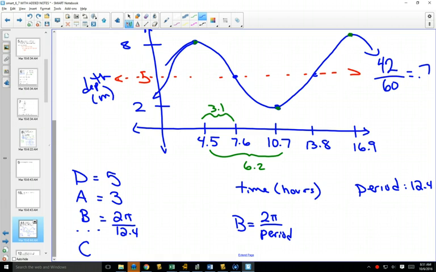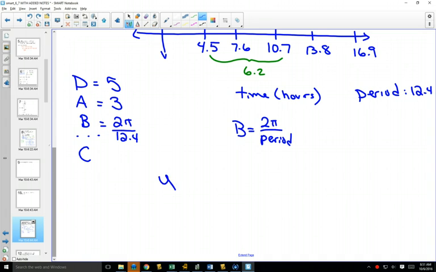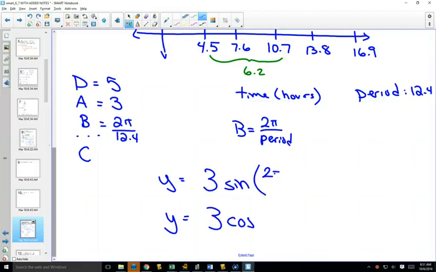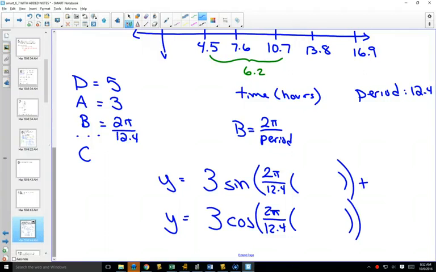So now that we've got the d, the a, and the b value, we can set up both our sine and our cosine graph. Our a value is 3. I'll leave some space in front in case we decide to make it a negative sine graph or a negative cos graph. One equation with sine, one equation with cos. Our b value is 2 pi over 12.4. So that'll be the same for both of them. I'll leave some space for our c value here, and then our d value is plus 5.